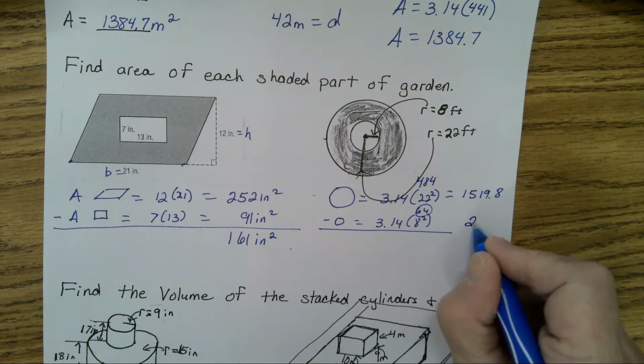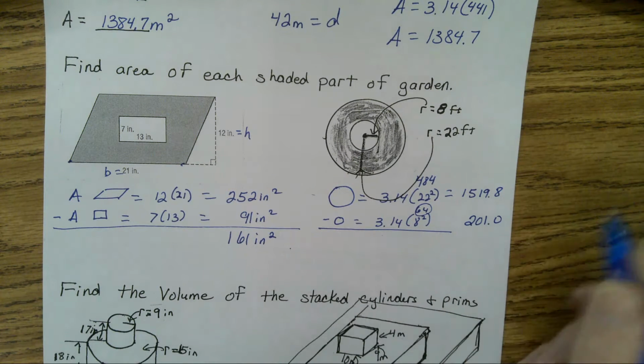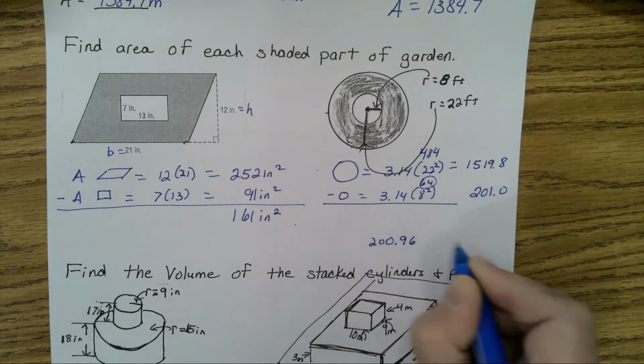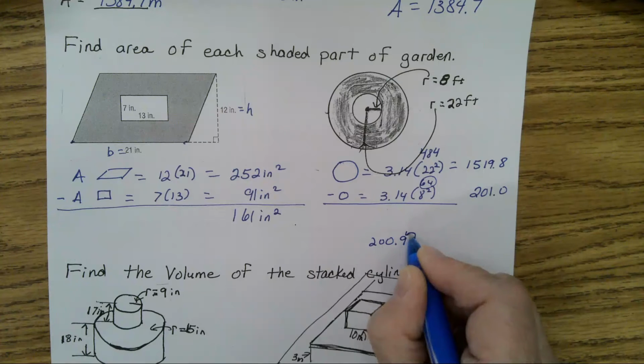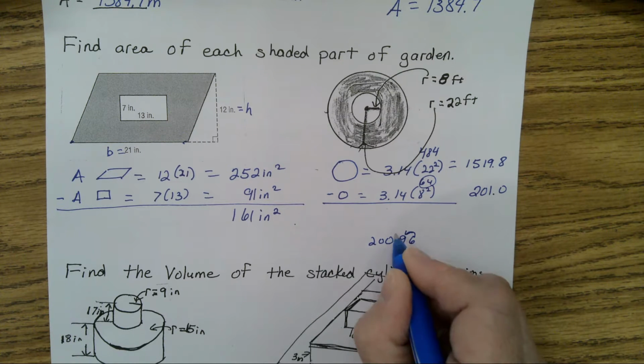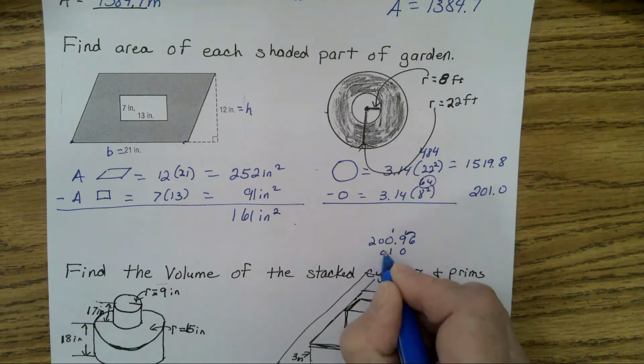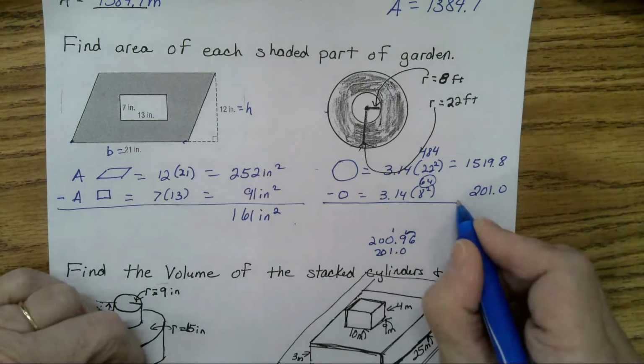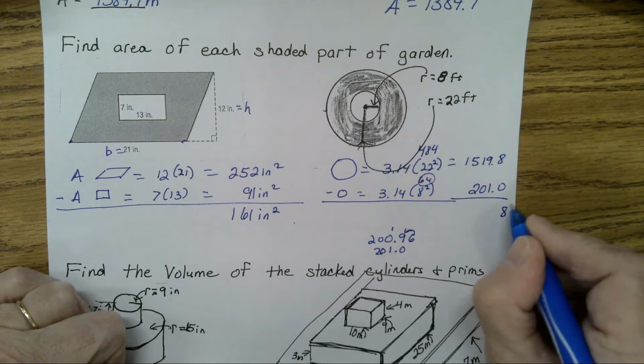Well, when you round it, that'll give you 201.0. Why? Because 200.96, when you round it to the tenths, the 6 turns the 9 into a 10. So then you add a 1 to that, and that's how you get 201.0. You see that? Now we subtract.